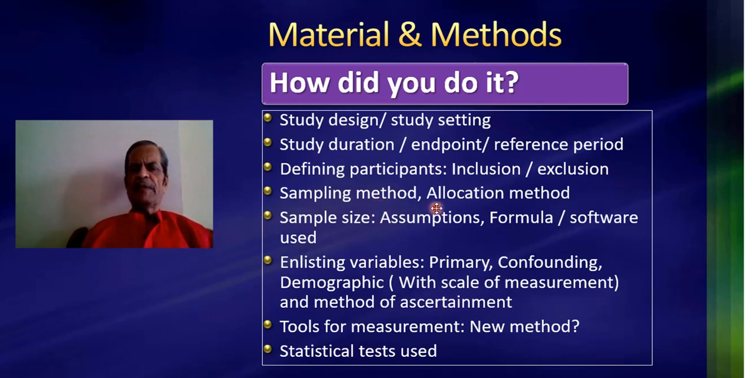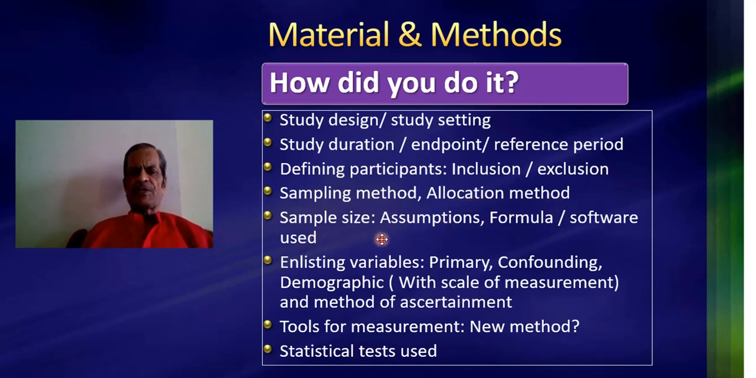As far as the experimental study is concerned, allocation method is very important, and it must be mentioned in the material and methods. Whether the allocation was done by a lottery system, or by the sealed packet method, or any other method that you have used, that must be mentioned. The allocation method refers to how the selected participants were divided into the study group and the control group. So mentioning that method is the allocation method.